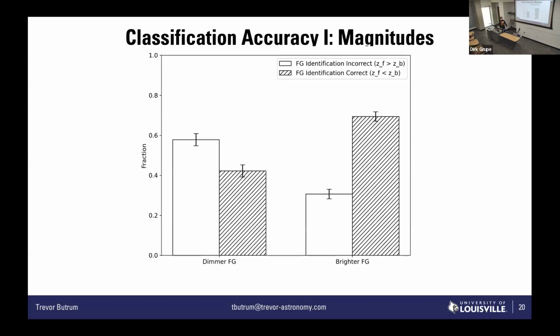So I also did a classification accuracy test. The first test I did was with magnitudes. If you have a dimmer foreground galaxy, it was found that it's harder to identify which galaxy was in the foreground or background.